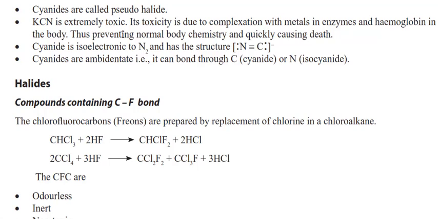Cyanide is isoelectronic with nitrogen. Isoelectronic means the number of electrons is the same. Cyanide is ambidentate, that is, it can bond through carbon and nitrogen.